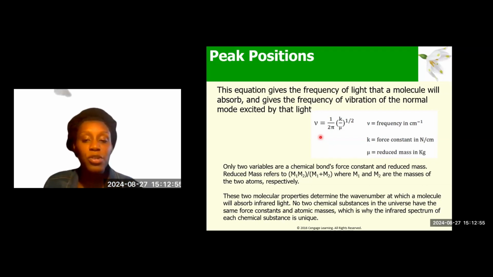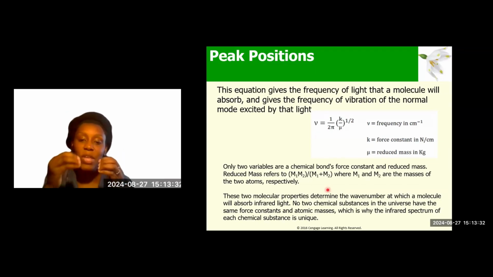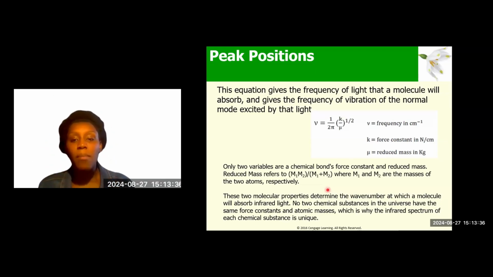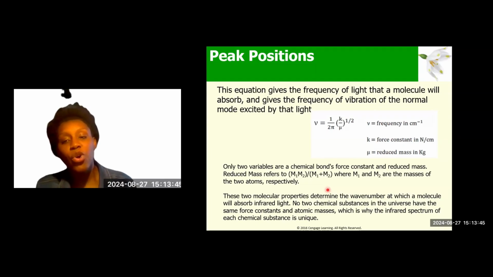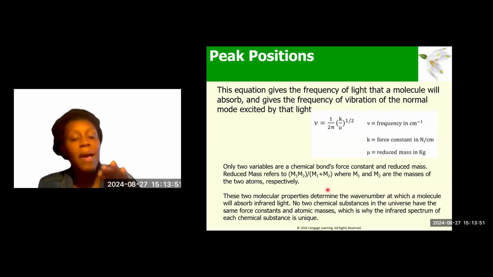Reduced mass refers to M1 times M2 divided by M1 plus M2, where M1 and M2 are the masses of the two atoms respectively. So if you have a mass of one atom and a mass of another atom, you multiply those and then divide it by the sum of the two atoms, then you would get that, okay? That's a force constant.